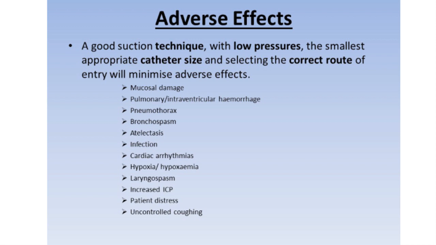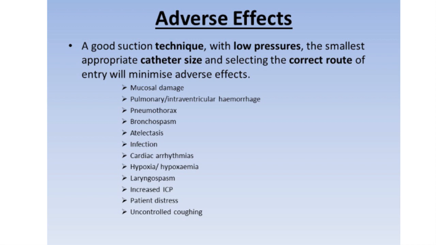Okay, so with mucosal trauma then, we can cause mucosal hemorrhage, which can lead to infection and ulceration, and pulmonary and intraventricular hemorrhage, where suction can just cause further trauma and bleeding. Pneumothorax: high-risk patients would be our COPD patients with large bullae. Also bronchospasm, atelectasis, and infection, with increased risk especially in those patients that have a tracheostomy or ET tube. And then hypoxia and hypoxemia.